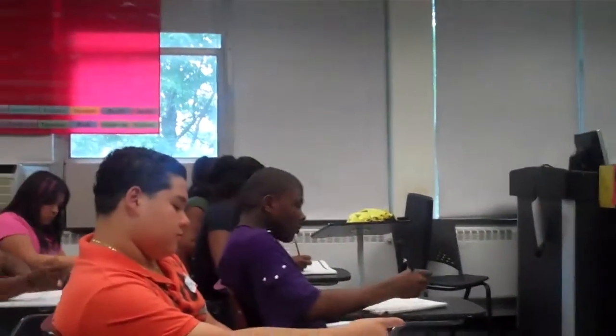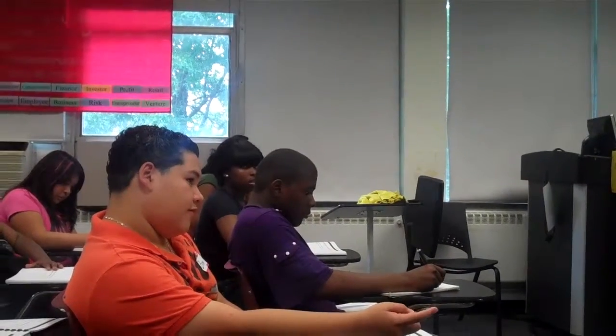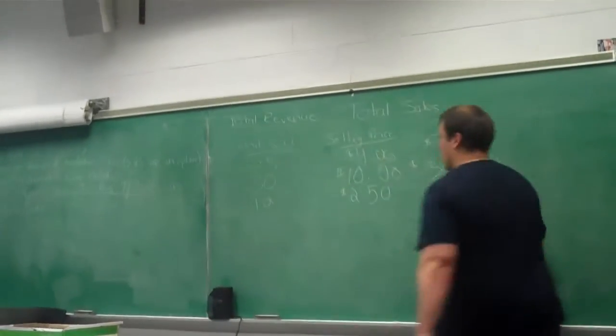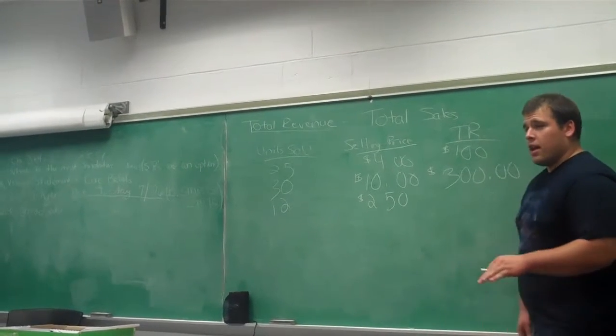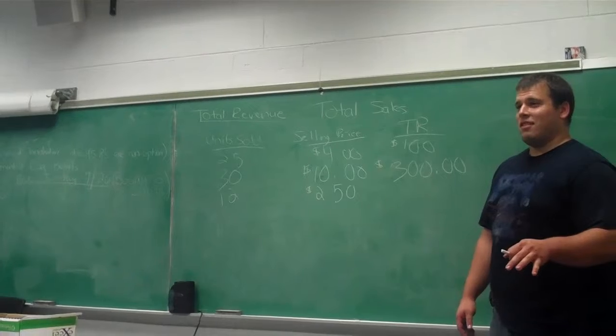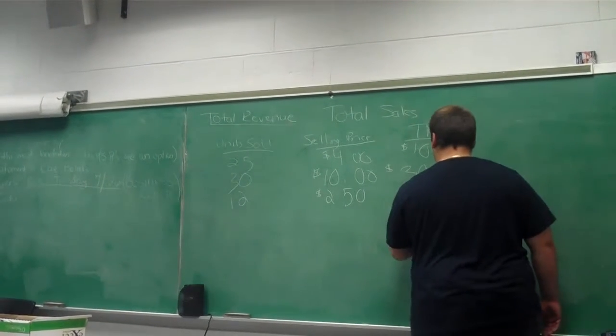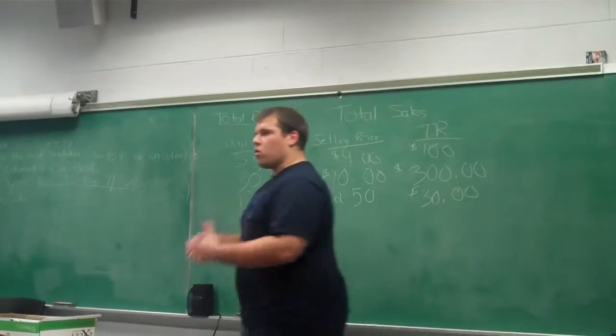What's letter C? What's our units sold? 12. Perfect. What's our selling price? $2.50? So what's our total? $30? Does everyone agree with that? Anyone disagree? Anyone scared to disagree? All right, cool. So that's understanding how to calculate your total revenue.